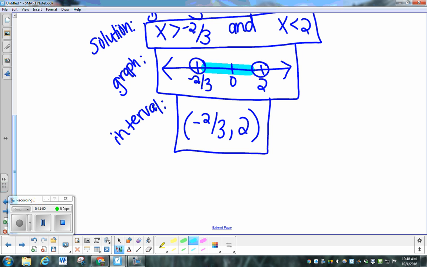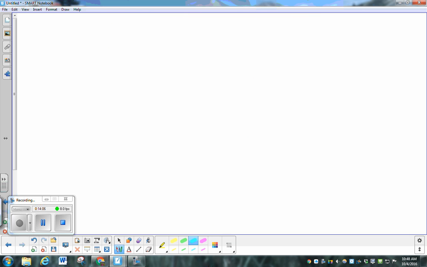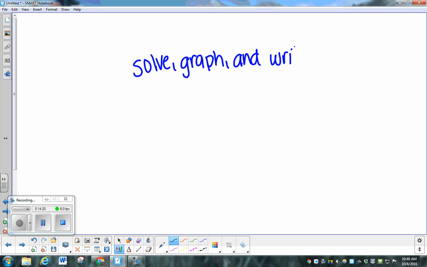All right, I've got 2 more examples to do. I want you guys to actually try this one on your own. So I want you to try and solve, graph, and write in interval notation your answer.